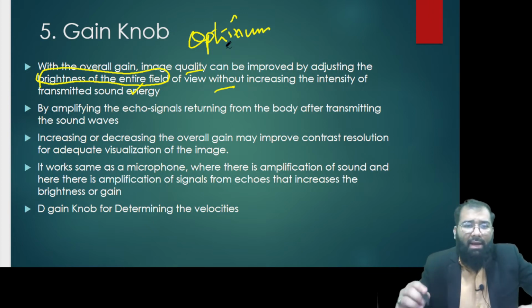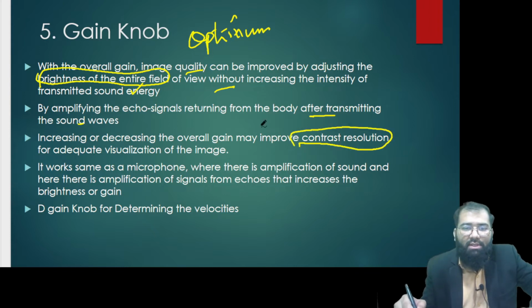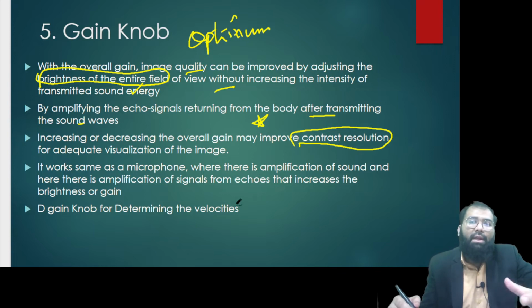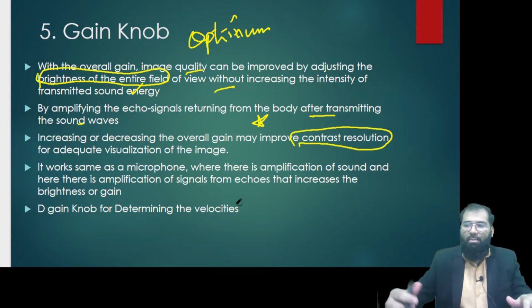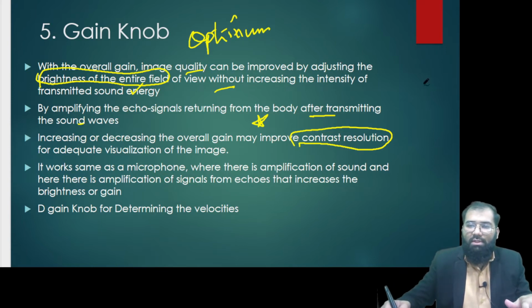Now, by amplifying the echo signals returning from the body after transmitting the sound waves, increasing or decreasing the overall gain may improve the contrast resolution. This is our main aim when we are trying to adjust the image. So, once you select the probe, suppose this is the abdomen of the patient and you put the convex probe in this region, and suppose you start seeing the image.